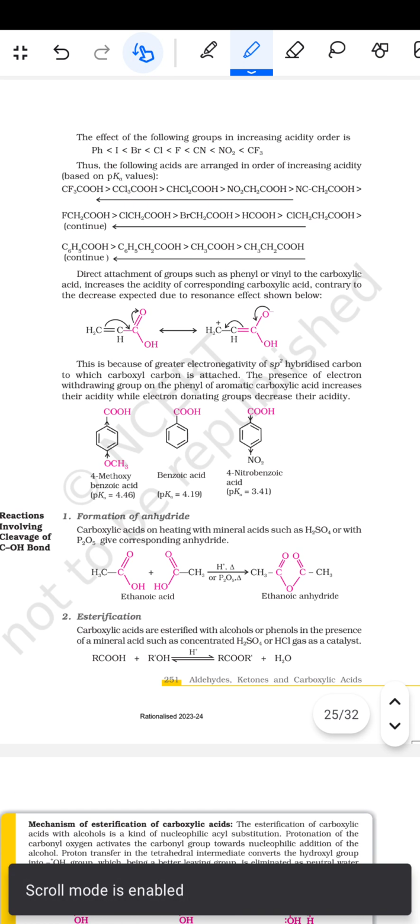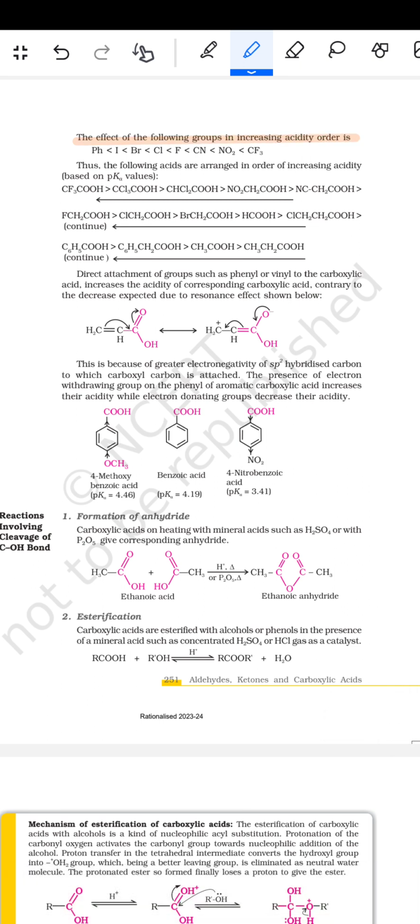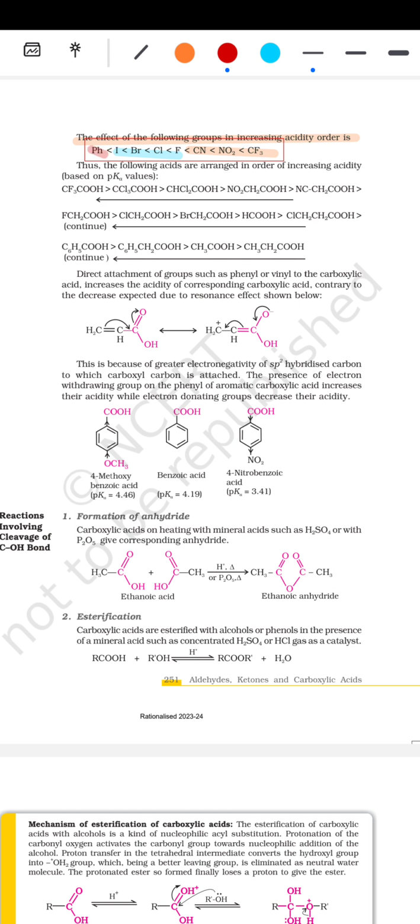इसके बाद आता है कि the effect of the following groups in the increasing acidity order is, सबसे ज़्यादा असर आ जाता है CF3 का, उससे कम NO2 का, फिर उससे कम CN का, उससे कम फ्लोरीन, क्लोरीन, ब्रोमीन, आयोडीन, और सबसे लास्ट में फिनॉल। तो CF3 फिर NO2 और CN ये तीनों बीच में हैं। उसके बाद फिर फ्लोरीन, क्लोरीन, ब्रोमीन, आयोडीन हैं, और उसके बाद फिर सबसे लास्ट में फिनॉल है। Thus, the following acids are arranged in order of increasing acidity based on the pKa value.